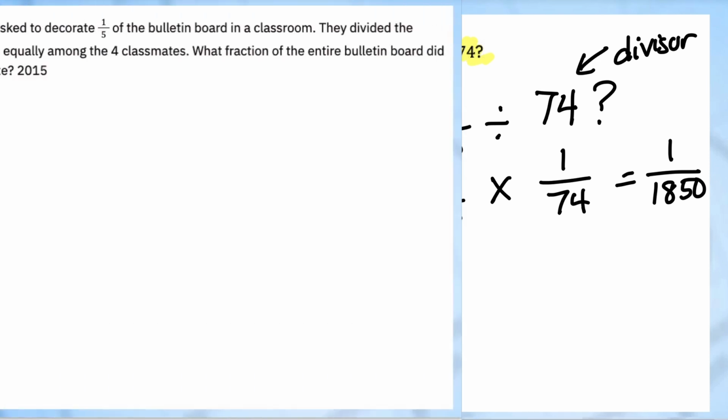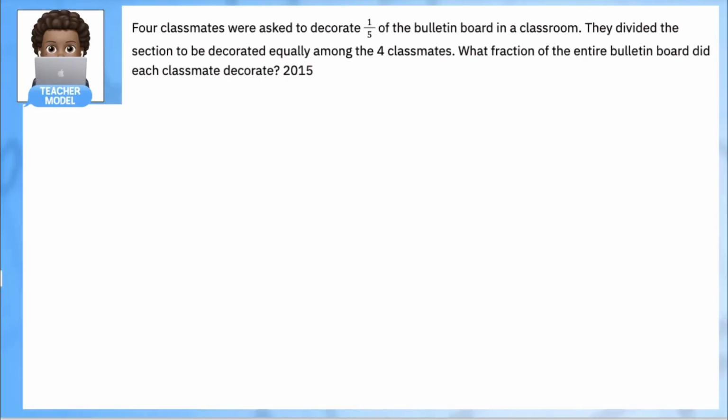All right, here's our second one. 4 classmates were asked to decorate 1/5 of a bulletin board in a classroom. They divided the section to be decorated equally amongst 4 classmates. What fraction of the entire bulletin board did each classmate decorate? And this was an actual question that I came up with. I made it out of a test question I found.